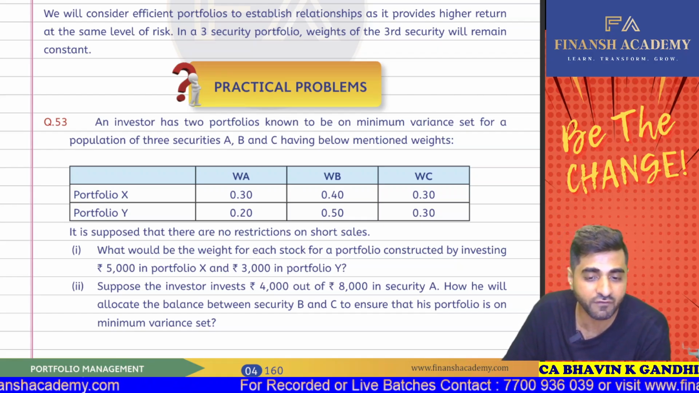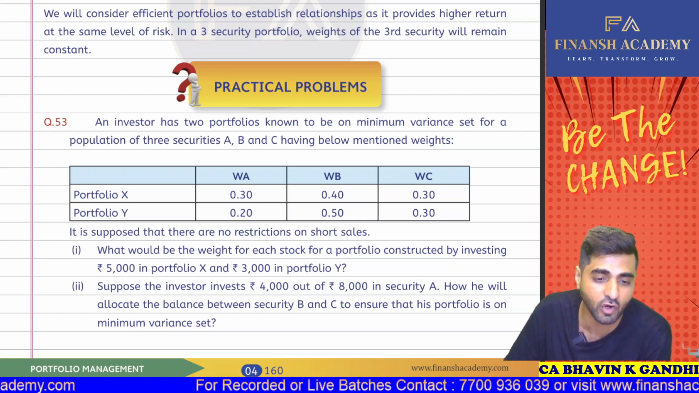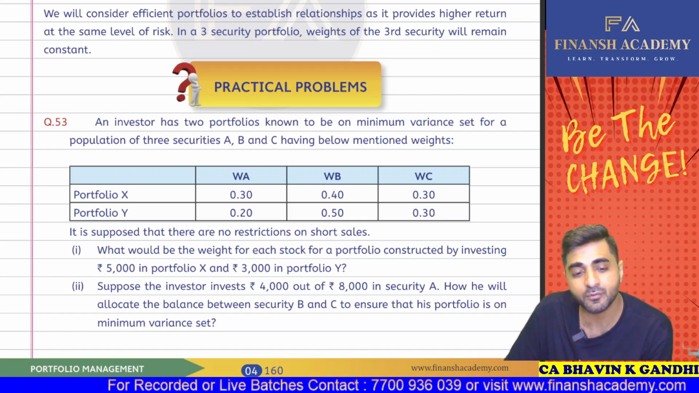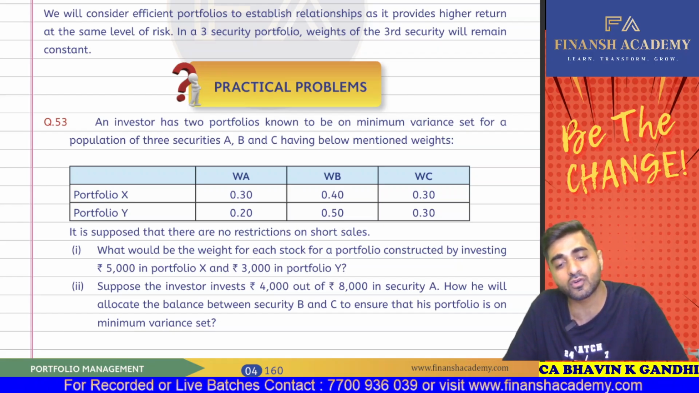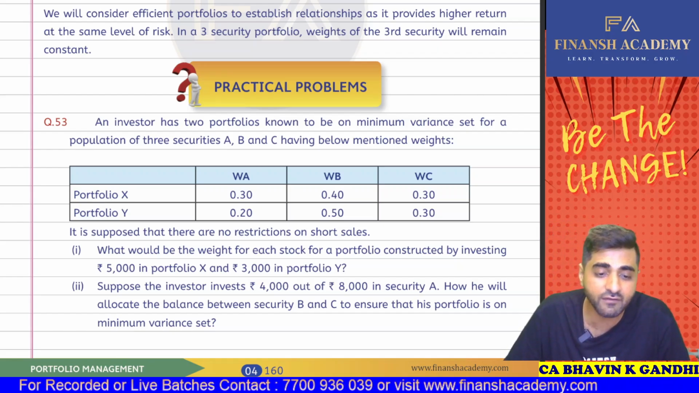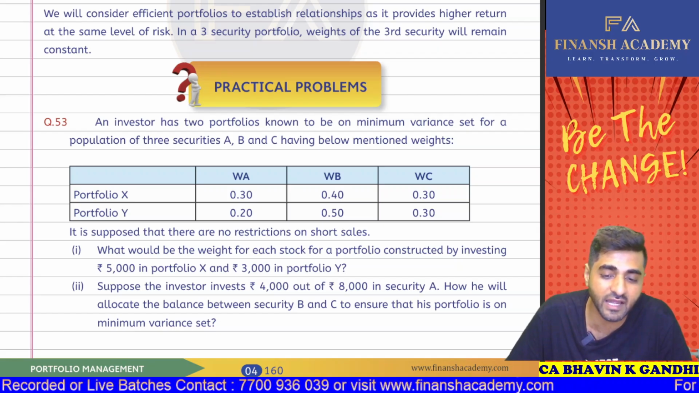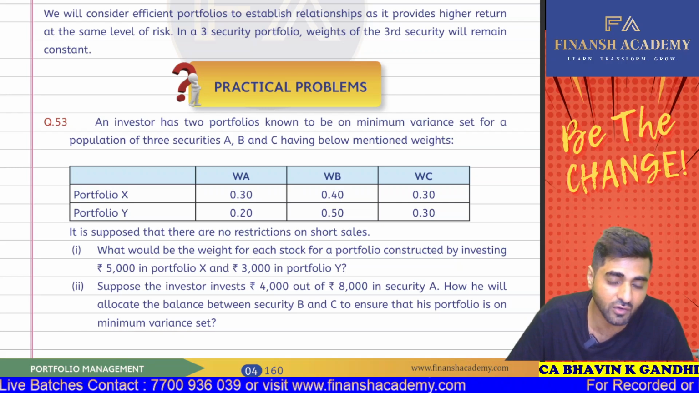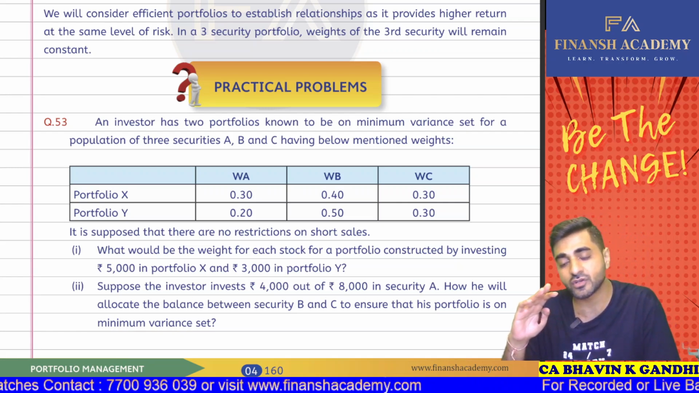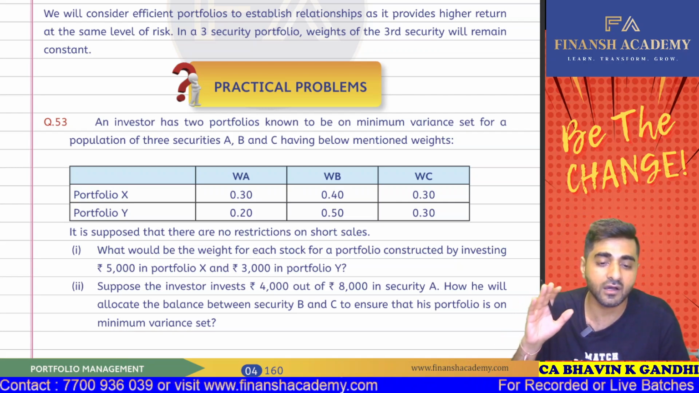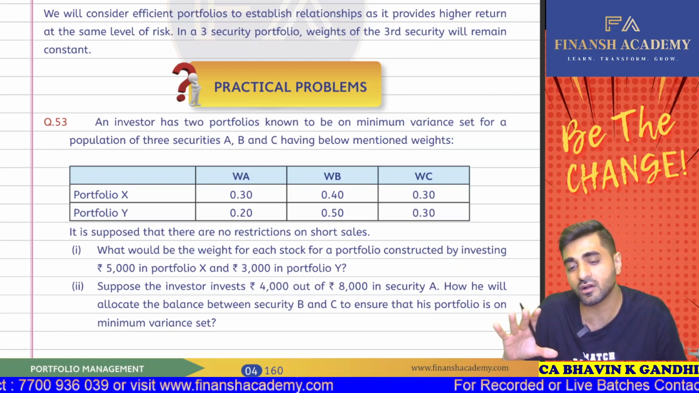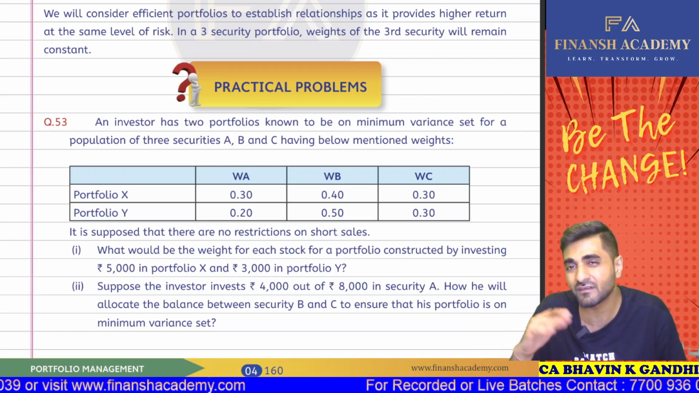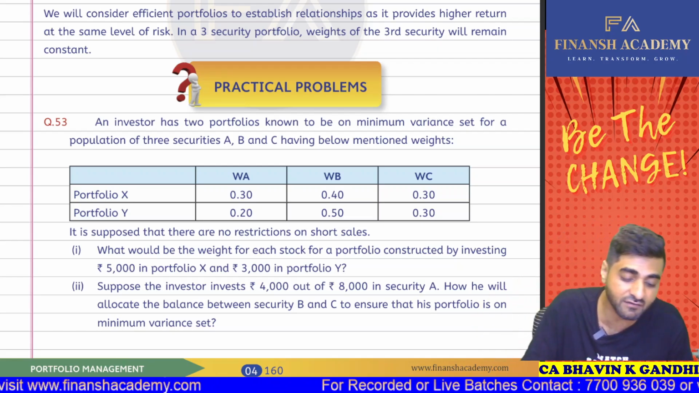What would be the weight of each for the portfolio constituted by investing 5,000 in X and 3,000 in Y? And suppose that the investor invests 4,000 out of 8,000 in A, how will he allocate the balance between securities B and C to ensure that his portfolio is on the minimum variance set? So, my dear students, we are required to calculate, first, the weight of each stock by investing in portfolio X and portfolio Y, if we invest 5,000 in X and 3,000 in Y.